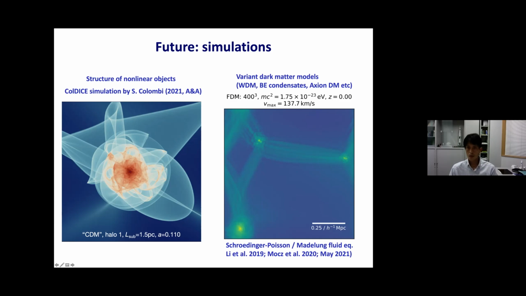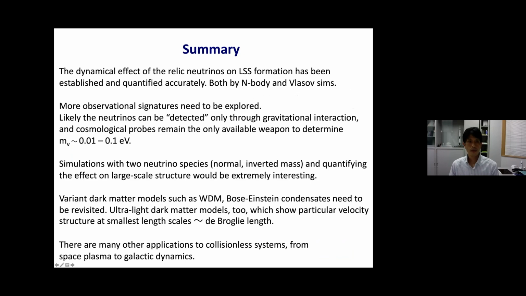We can also adapt our code to test various dark matter models: warm dark matter, Bose-Einstein condensate, axion dark matter, and some recent hot topics. This is one example of a Schrödinger-Poisson simulation for fuzzy dark matter. We see typical wave interference patterns, and so on. One can also get the full phase space distribution if we employ a 6-dimensional Boltzmann solver. So we need to work to get better, more accurate results for neutrinos and for other dark matter simulations. To summarize, the dynamical effect of the relic neutrinos is established. One can get accurate statistics by simulations.